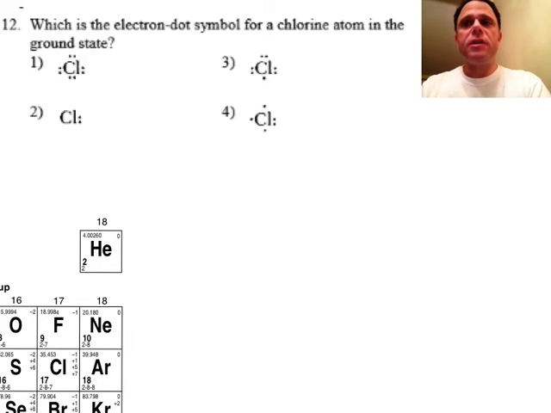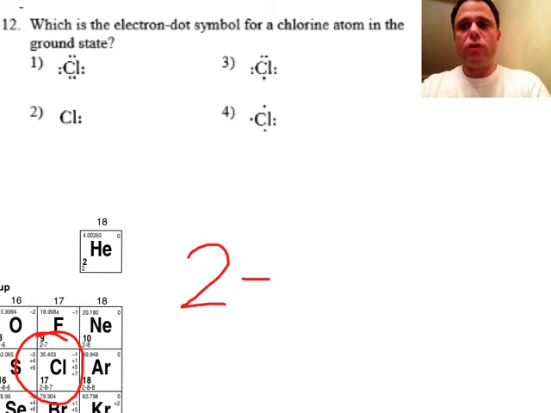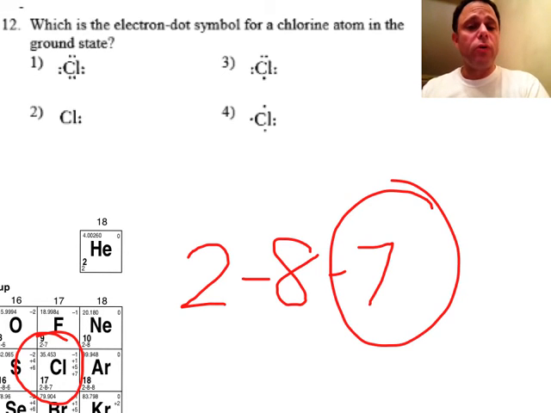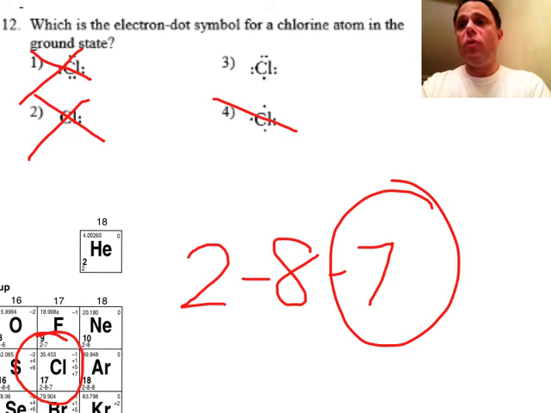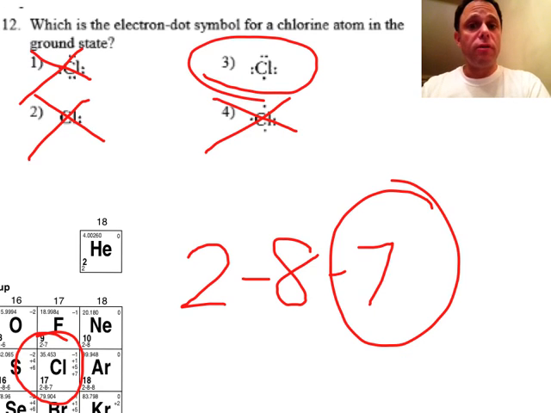And last, which is the electron dot symbol for a chlorine atom in the ground state? Well, here's chlorine. Its electron configuration is 2, 8, 7, and the dot diagram only represents the valence electron. So we are looking for the answer that has only 7 dots surrounding the chlorine. It is not number 1, number 2, number 4. It is number 3. Remember, only the valence electrons are represented in a dot diagram.